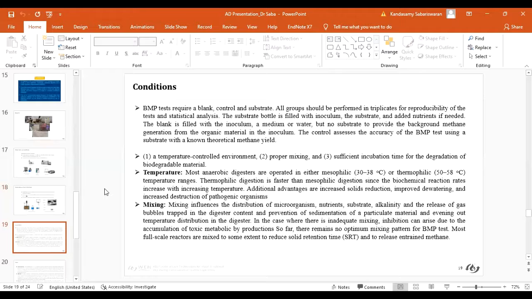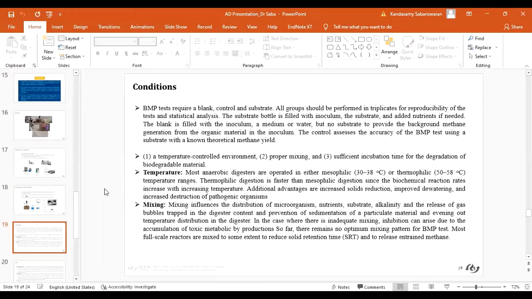So what conditions do we have to set for the BMP? It's very important. The BMP test requires a blank, a control, and a substrate. All groups should be performed in triplicate for reproducibility of the test and statistical analysis. The substrate bottle is filled with inoculum, the substrate, and added nutrients if needed. The blank is filled with inoculum and a medium or water, but no substrate, to provide the background methane generation from the organic material in the inoculum. The control assesses the accuracy of the BMP test using a substrate with a known theoretical methane yield.